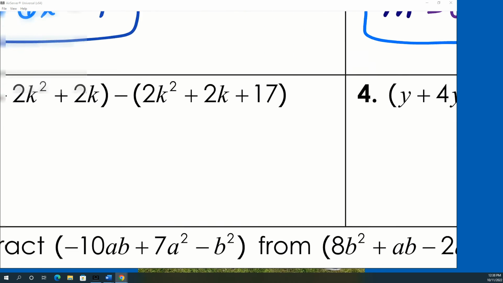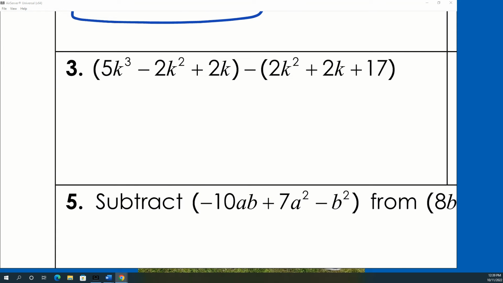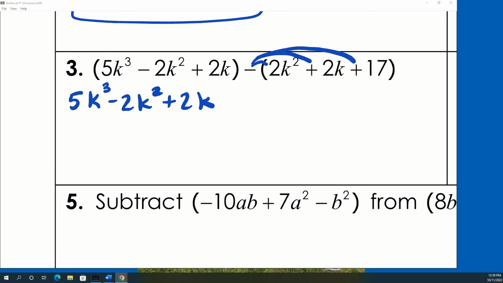Okay, let's look at the next one. Now, the next two are both subtraction, which are more difficult than adding. So I highly recommend that when it's subtraction that you distribute the negative. So I'm going to do that. The one in front of the minus, I'm just going to bring it down exactly like it looks. On the one after, if it was positive, I'm going to change it to negative. And if it was negative, I'm going to change it to positive. So I'm just distributing the negative.